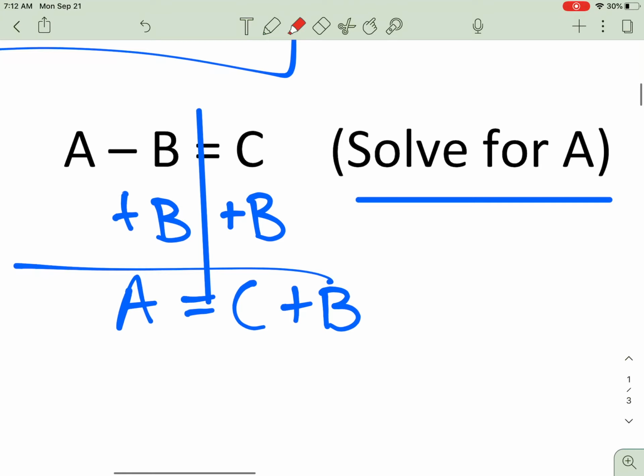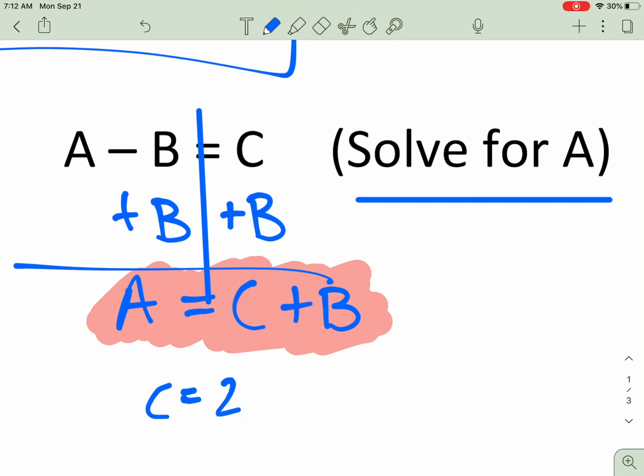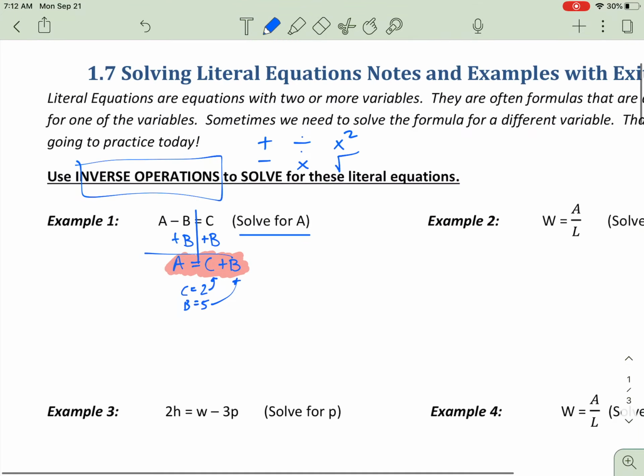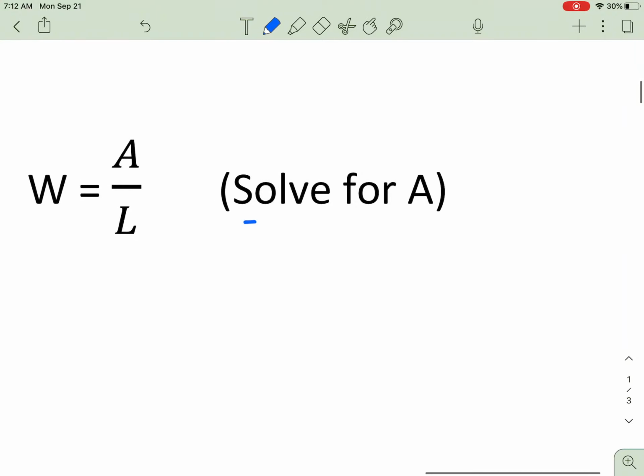All right, and as long as A is on the side by itself, we're done. And then later on, when somebody says C equals 2 or B equals 5, then we can take those numbers and plug them back in. But for right now, we're just going to leave it as this formula. All right, number two, solve for A.